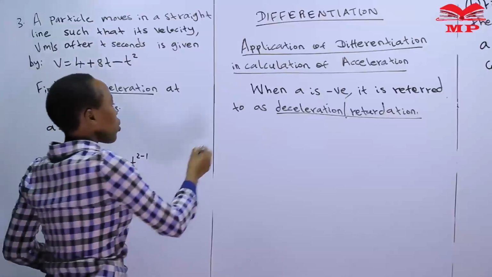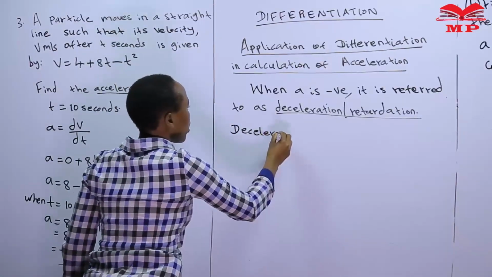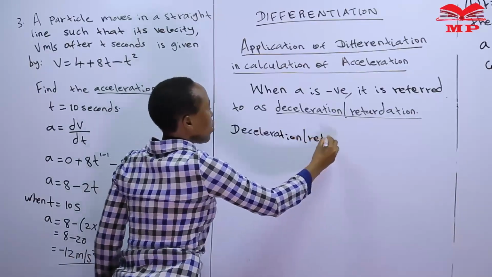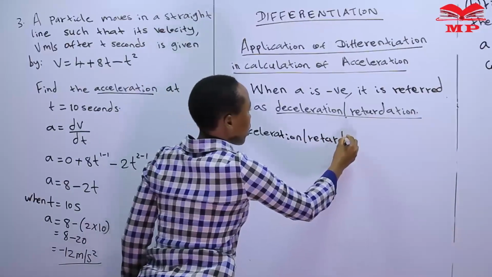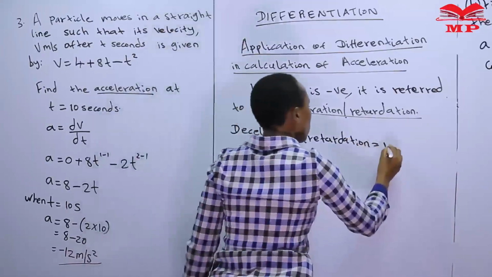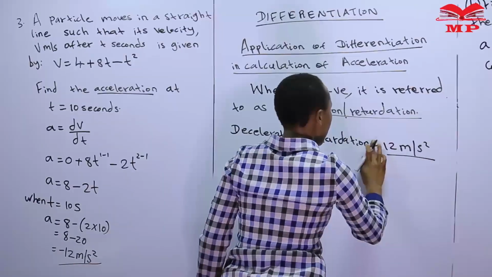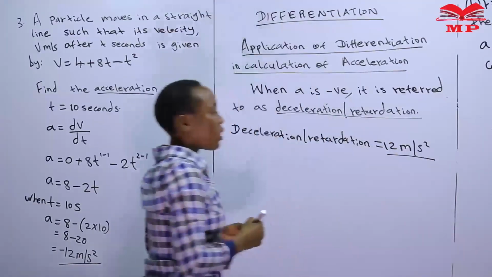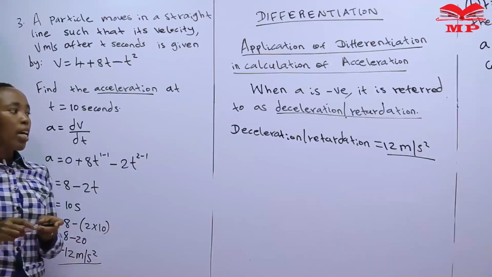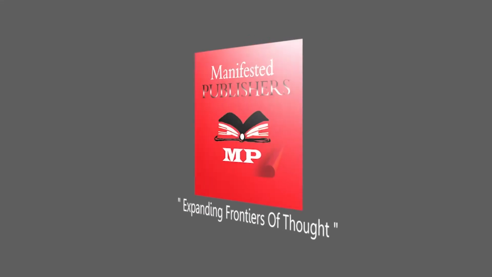So our retardation, or our deceleration, in this question will be equal to 12 meters per square second. The negative shows that it is a deceleration, and therefore the deceleration is 12 meters per square second.